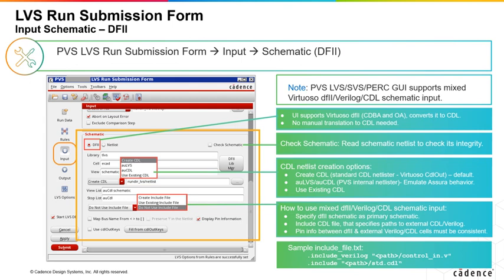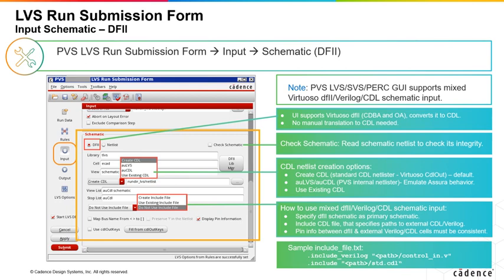Let us start with DF2. When you specify DF2 as the schematic format, you need to set the additional fields, library, cell, and view, to make the selection. The view can either be schematic view or config view. Alternatively, you may also invoke the DF2 library manager to make the selection.